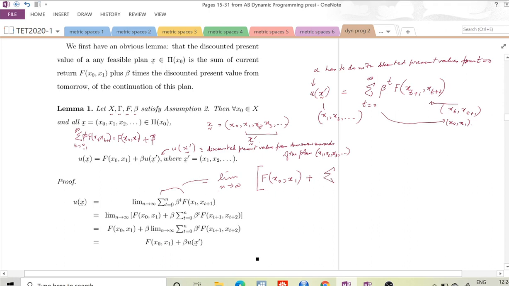What has happened at t equals 0 is I've received f of x naught, x1, right? So then I've incremented t to t equals 1, okay? So what remains must be all the terms here, up to n, starting with t equals 1, right? So all the beta to the t f of xt, xt plus 1 terms starting with t equals 1, right? So that is what we have.